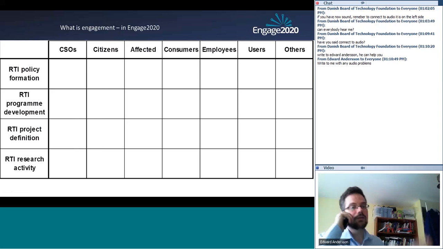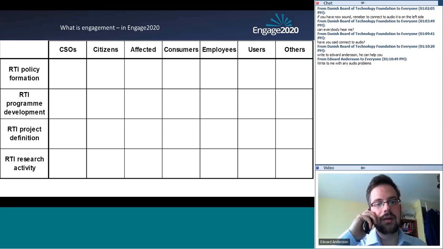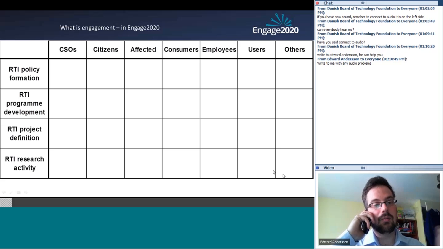And so what we've tried to do at Engage is to try and systematize this and look at how different groups are engaged at different stages. And for those who are interested in the detailed results, I really would recommend looking at some of the reports I'll talk to you about later. Next slide, please.